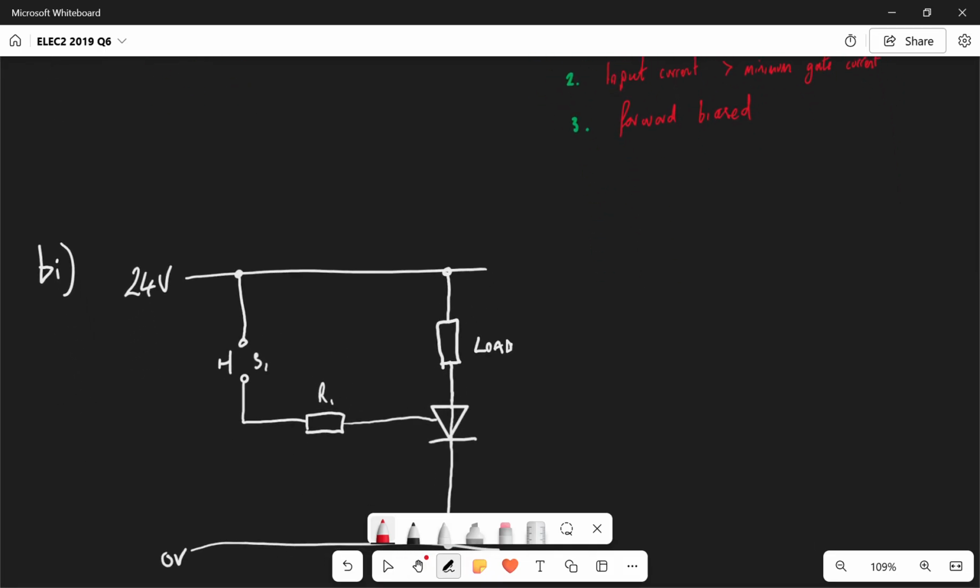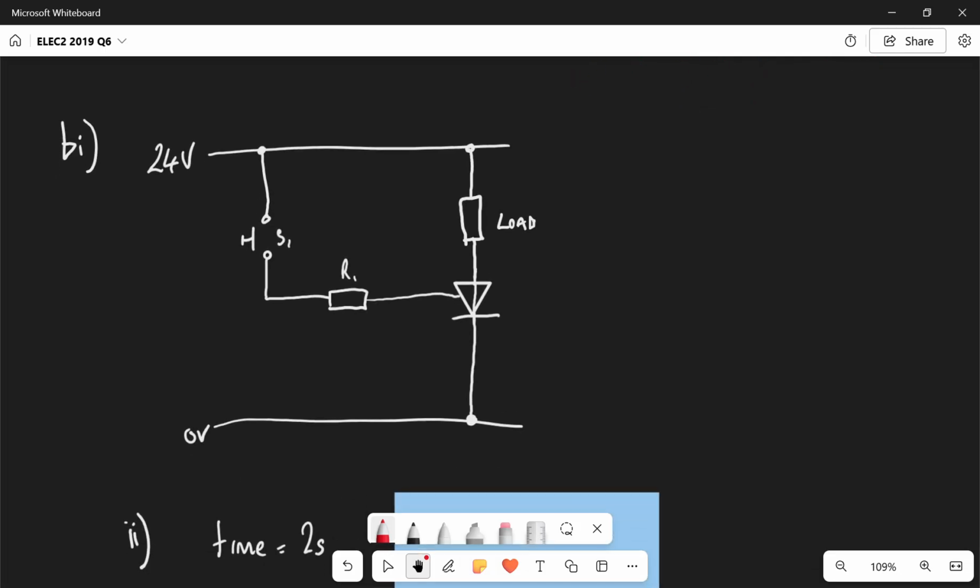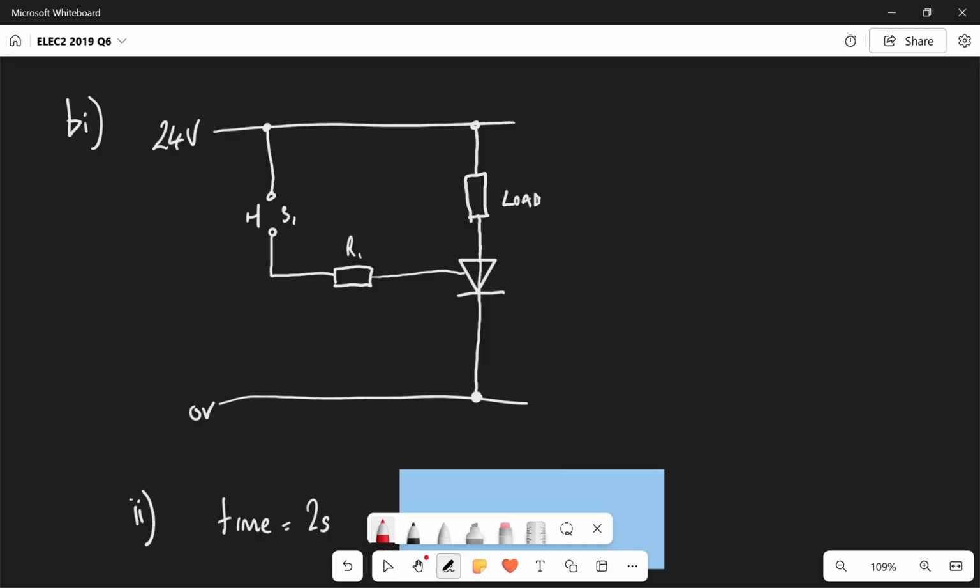Okay, B part 1. A high-powered DC load is controlled by a thyristor. The circuit diagram for the control system is shown below. Here is an extract from the datasheet for the thyristor.